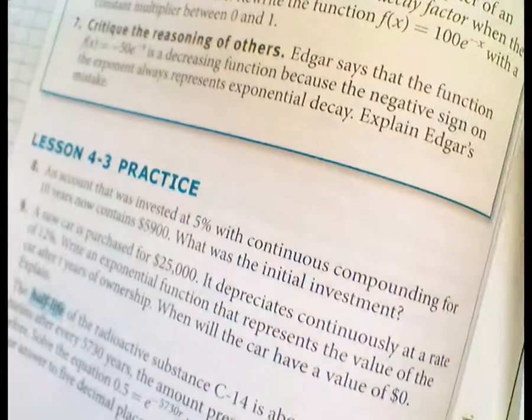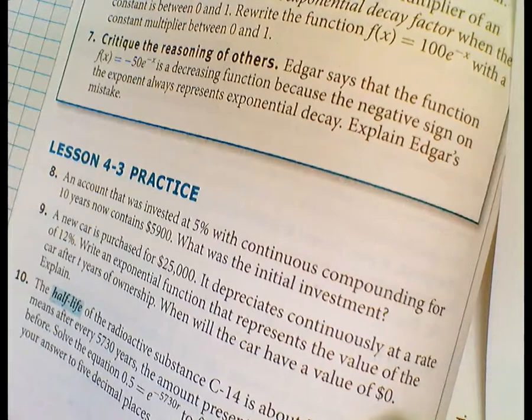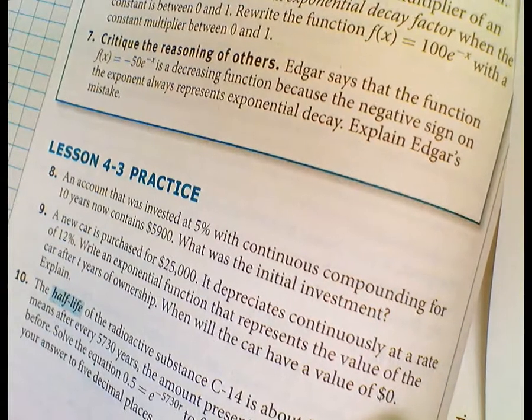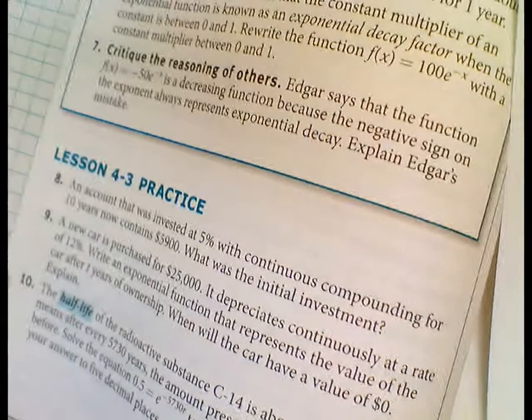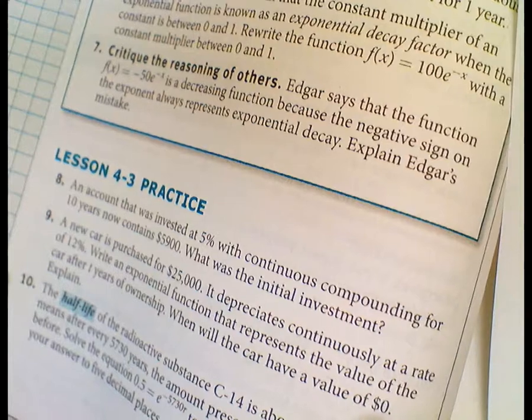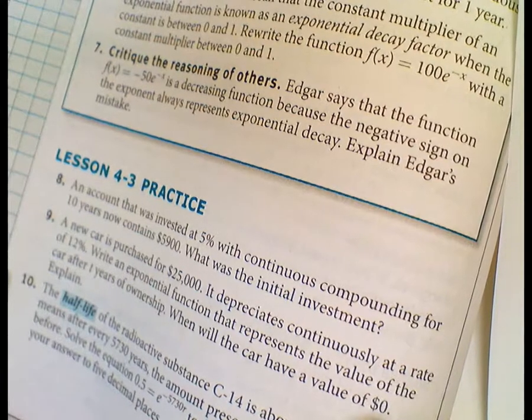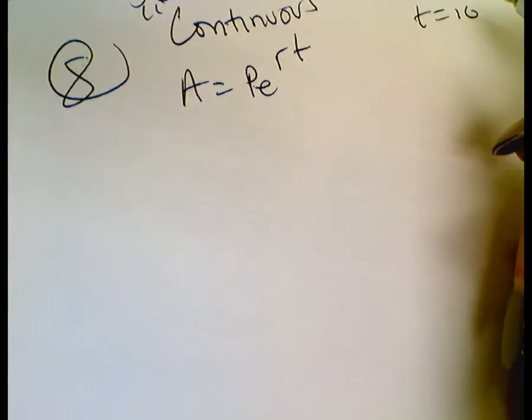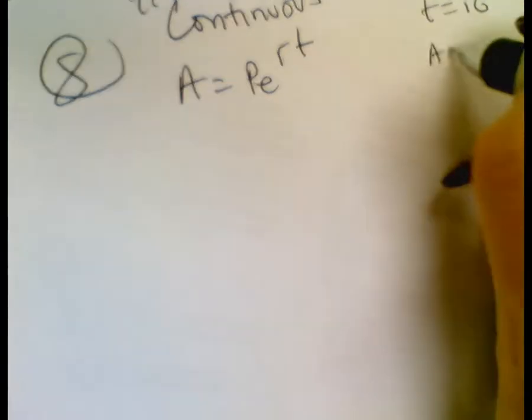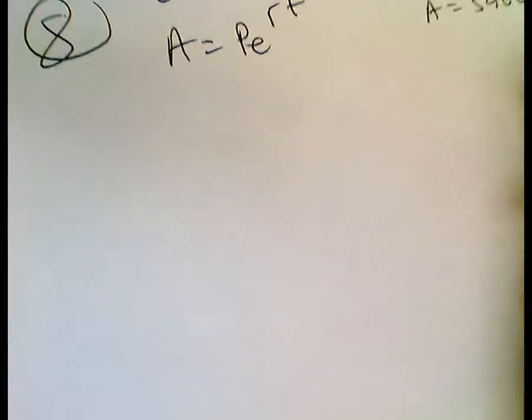An account that was invested at 5% with continuous compounding. Oh, continuous. Let's go. P e to the r t. The word continuous is your goal word here. So an account that was invested at 5%, that's going to be your r. Continuous compounding for 10 years, t is 10. It now contains $5,900. What was the initial investment? So we want to know what P is.